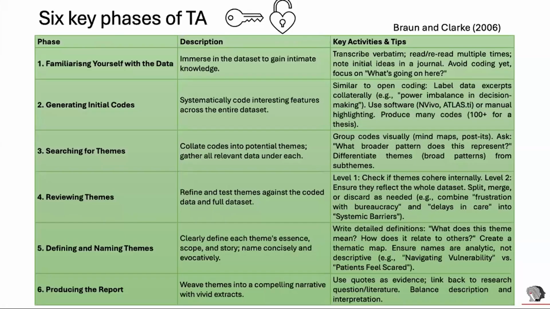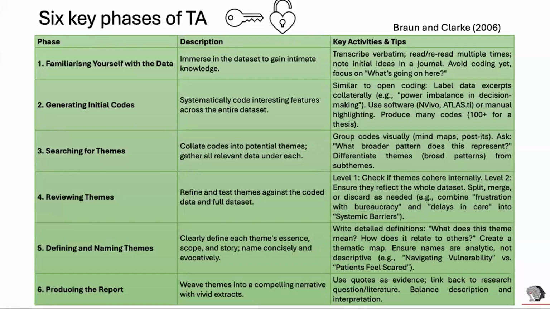And then the fifth phase is now looking into defining and naming your themes. So now that you've had a review of all your themes, you now start defining and naming them. And this is where you write a detailed definition of what this theme means. So remember, you name the theme so that it can actually give the reader an understanding of exactly what the theme is referring to or what it means. And you also want the reader to understand how it relates to the others.